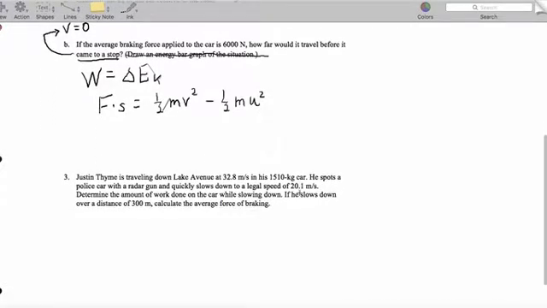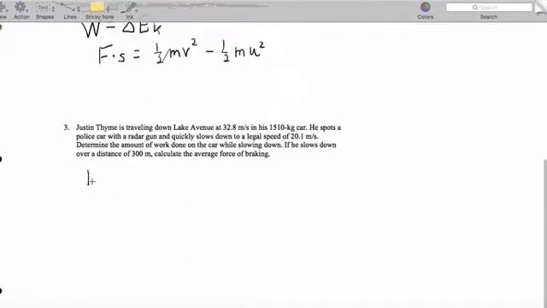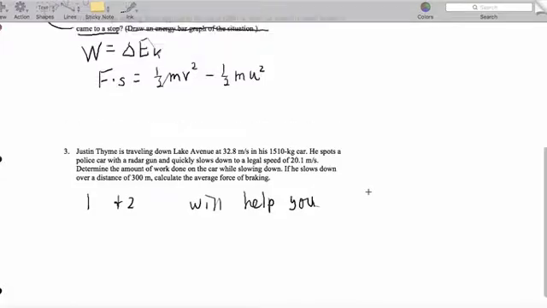All right. Now for number 3. I want you to use 1 and 2 as hints to give you an idea of what it is that you need to do. So 1 and 2 will help you. So that should get you started on 1, 2, and 3.